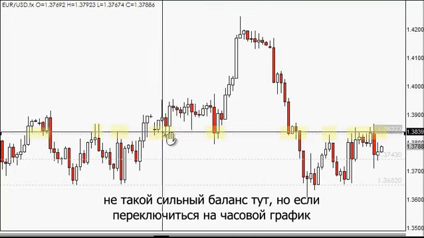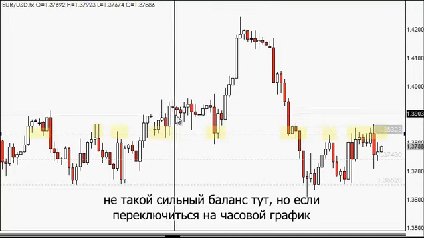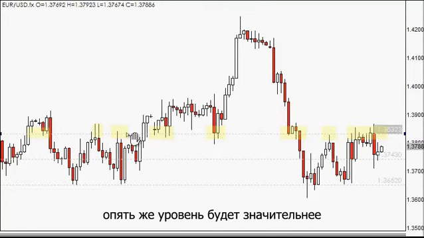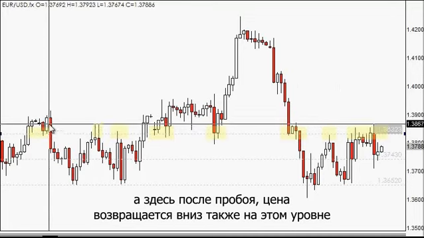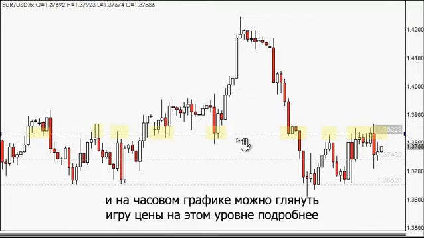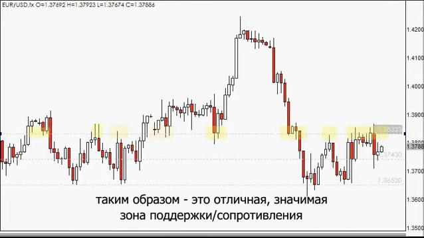We've got a few wick bounces here. Again, on the 1-hour chart, this may look a lot more significant. Obviously it held the price back here. And here we could see that after it broke, the price came back down. And again, on the 1 hour chart, this will look a lot more significant. So that is a nice, strong support resistance area.